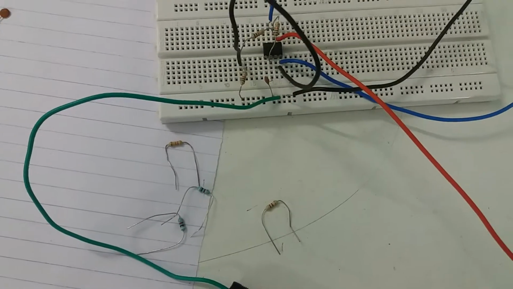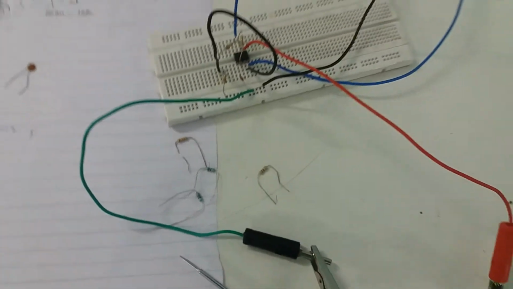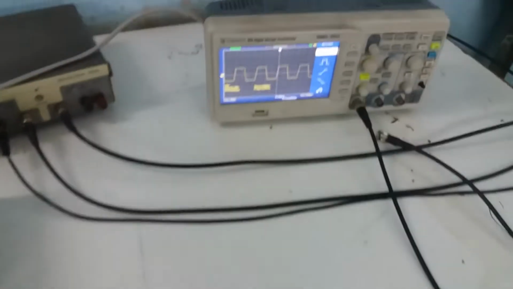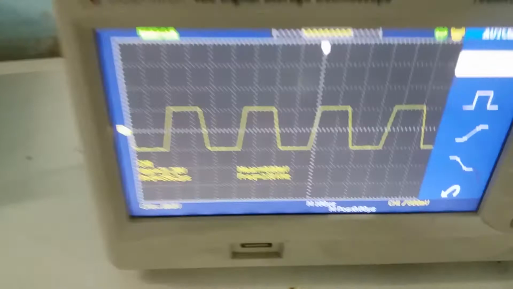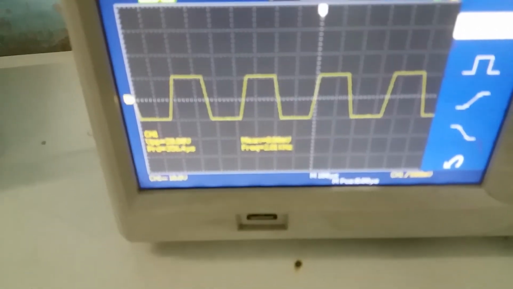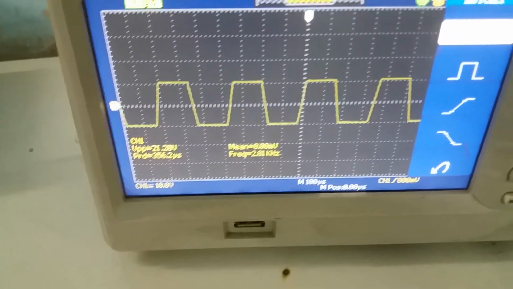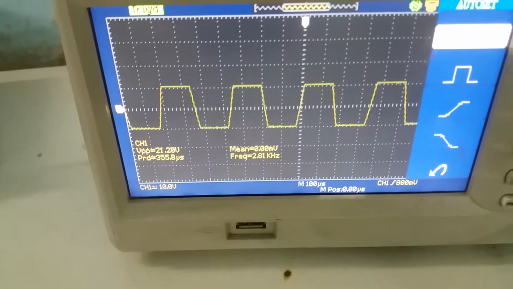The output terminal is terminal 6 with respect to the ground. You can see the waveform: a square waveform is generated. Look closely at it. What is the value of the square waveform? You will measure it: how many blocks the time period consumes, as well as the amplitude.